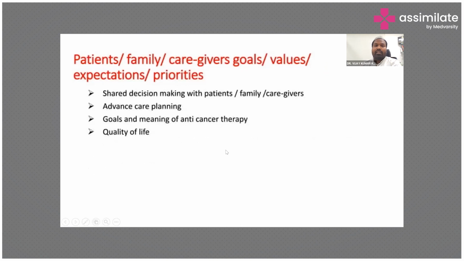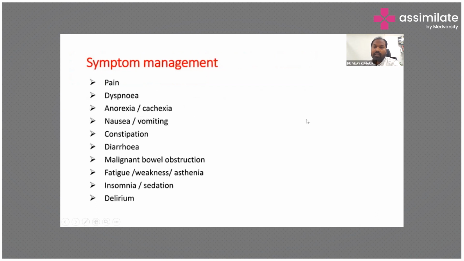So it is always a shared decision. Palliative care is always a shared decision, and it involves patients, family, and the caregivers. So it indeed needs advanced care planning, and the goal and meaning of that. And it includes anti-cancer treatment, and the center of the goals is quality of life.